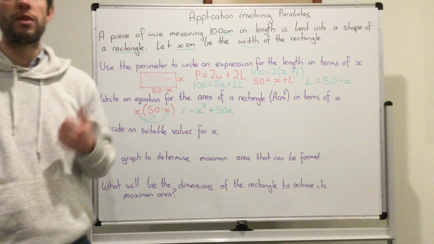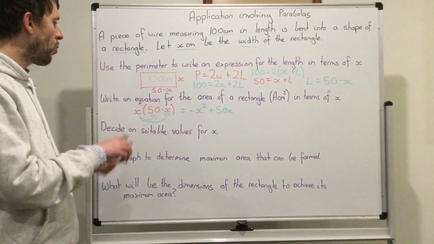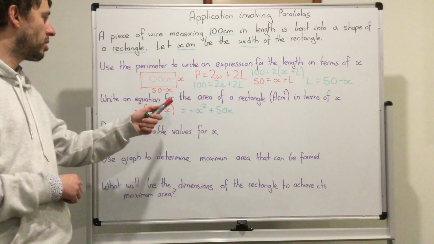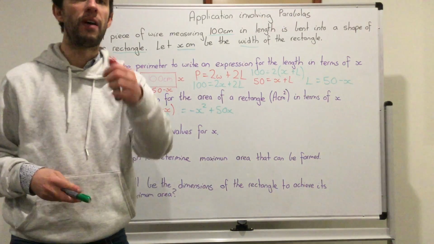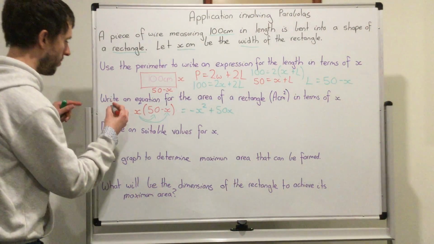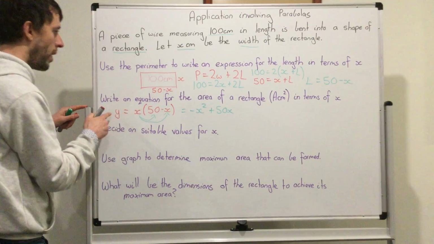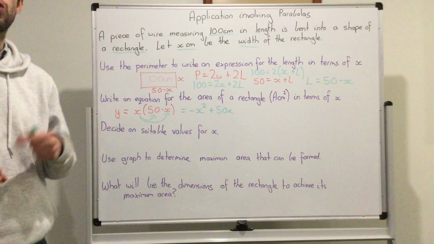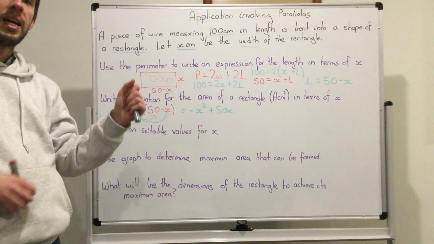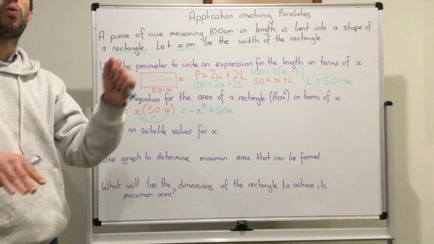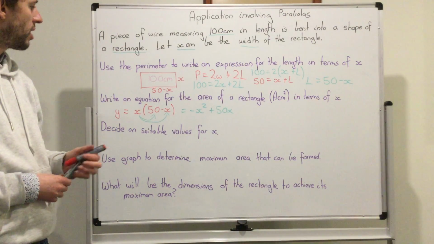If we want to think about the null factor rule, we need to get each side to equal 0, and that will give us our x values, because when y is equal to 0, it's going to show where it crosses the x-axis. So let's have a go.